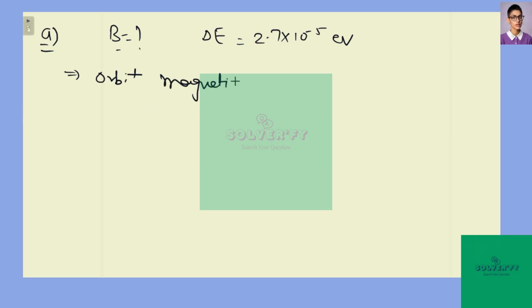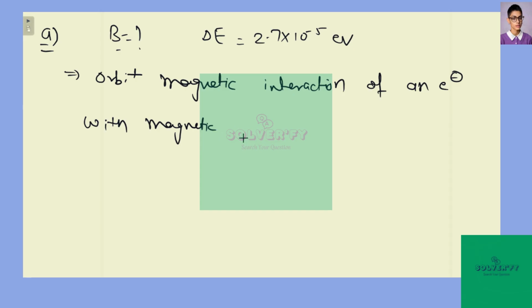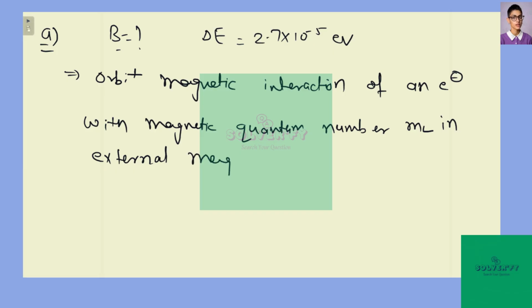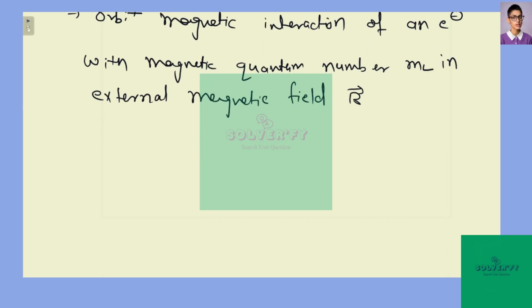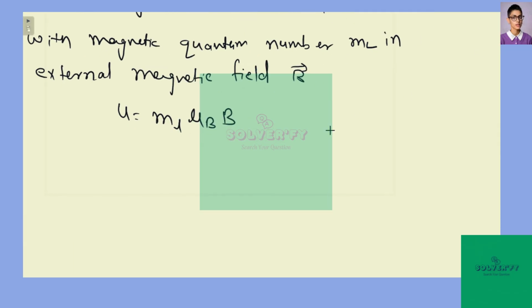the orbital magnetic interaction of an electron with magnetic quantum number, that is ml, in an external magnetic field is given by U is equal to ml × mu_B × B. Here mu_B is the Bohr magneton, and its value is 5.788 × 10^-5 electron volt per Tesla.